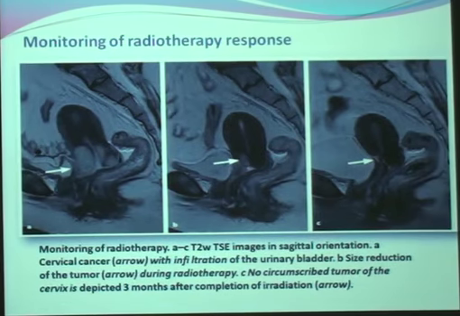MRI is also used to detect and monitor the radiotherapy response. There is a sequential imaging of the same patient. As we can see, here is the typical image. The patient received radiotherapy. There was bladder improvement. As we can see, there is marked decrease in the tumor cells.